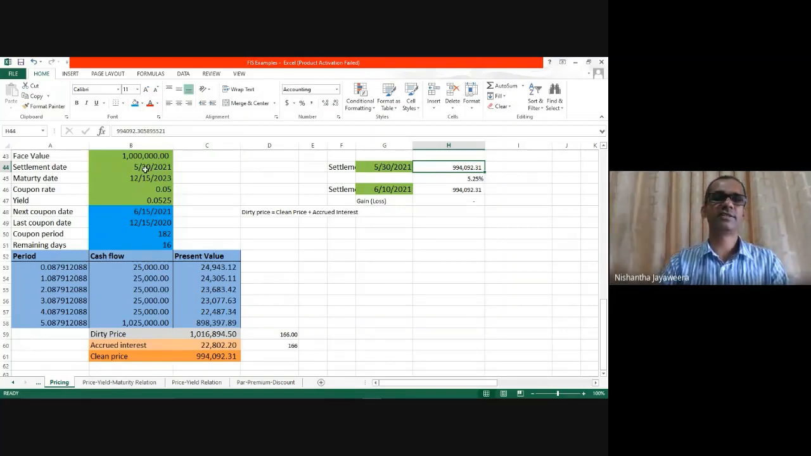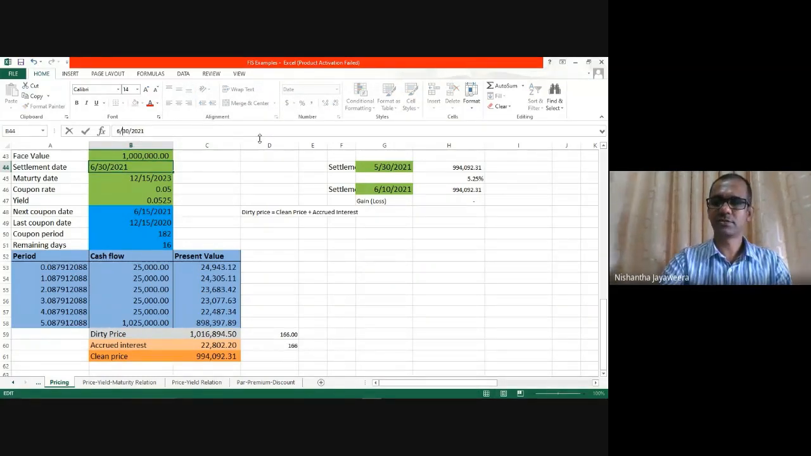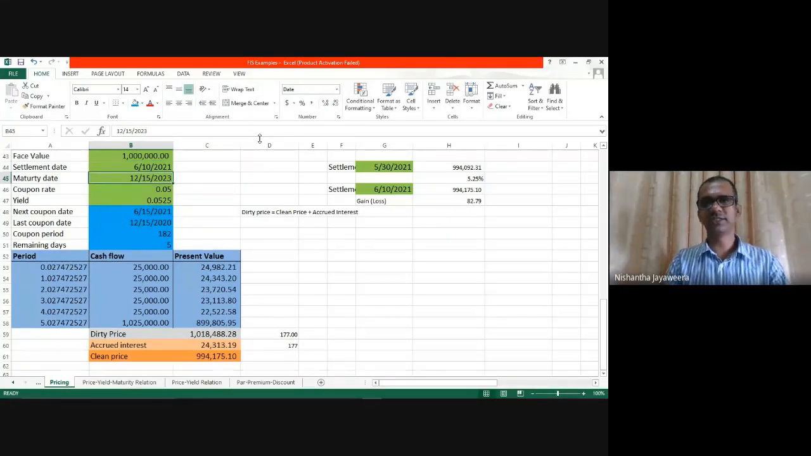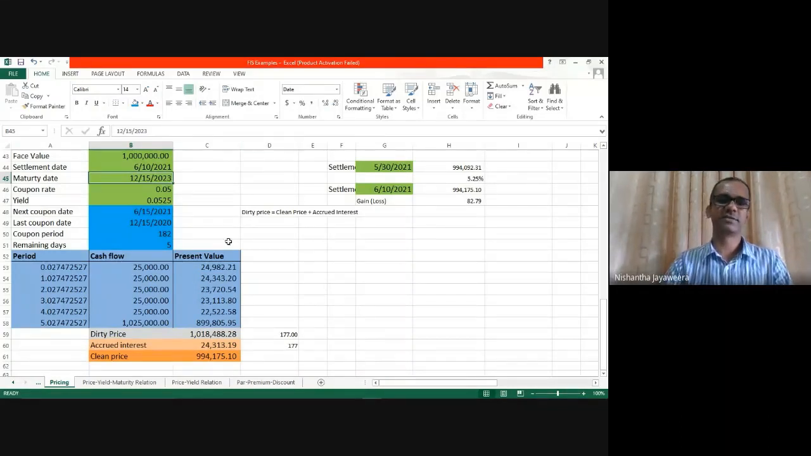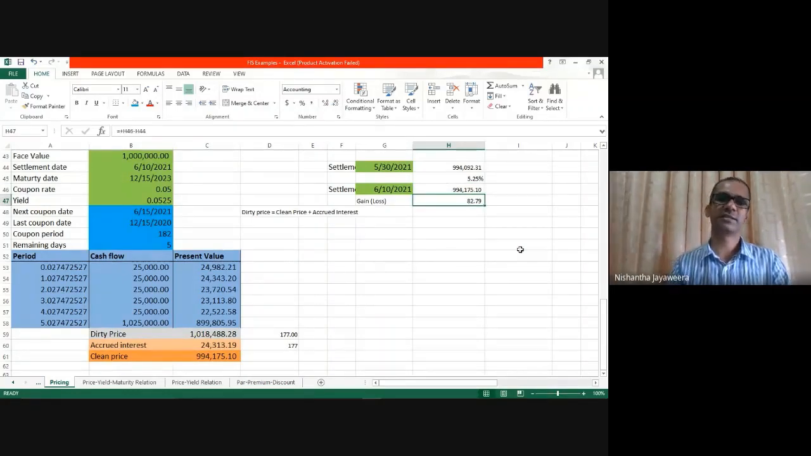Then what I did, I changed this settlement date to 10th June without changing the yield. Yield remains the same, but we have moved forward in time. So now we are on 10th June. Yield remains the same. What is the price? The clean price is this. So you have made a capital gain. Is it clear?